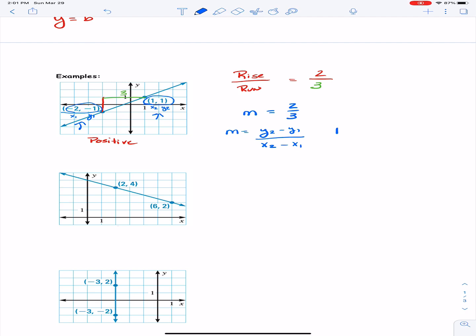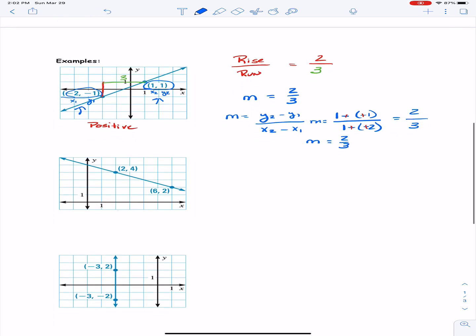So we're going to go ahead and do this. So 1 minus -1 over 1 minus -2. Okay? So m equals, well, 1 minus -1. So we're adding the opposite. And that's going to equal 2. And then I'm going to add the opposite for this one. And so 1 plus 2 is 3. And we got our slope as 2/3. Okay? And so they match. So we actually did that pretty well.